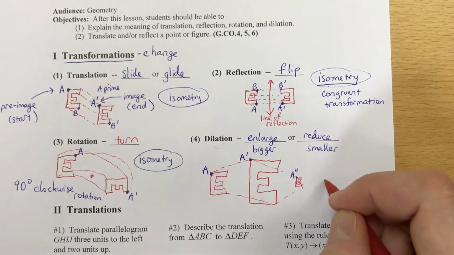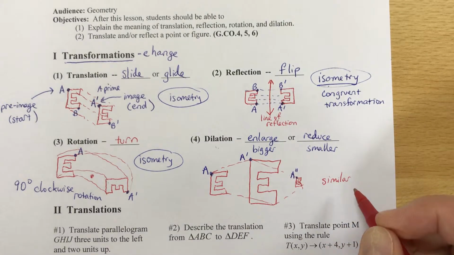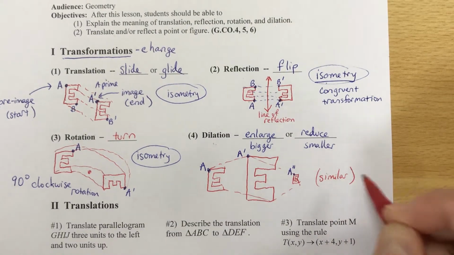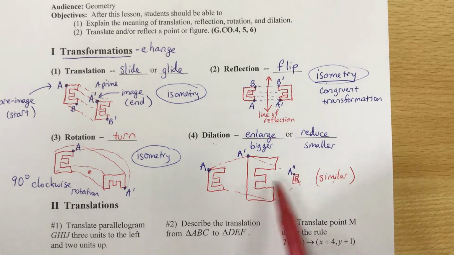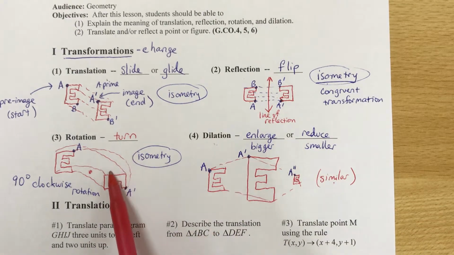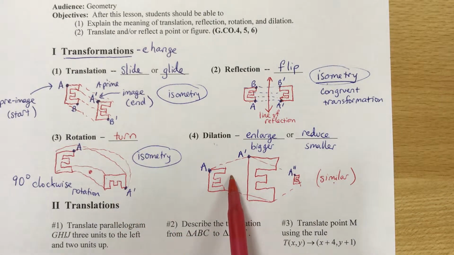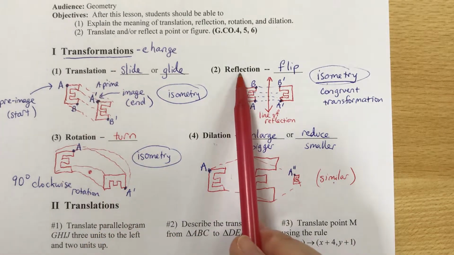And so this is going to lead us to a new word. We would say that these are similar, and you're going to have the word proportional in there. But similar is not congruent. That means the same shape, but different sizes. Okay, so these are the 4 types of transformations that we're going to talk about over the next few days. But for today, we're going to focus on translation and reflection.